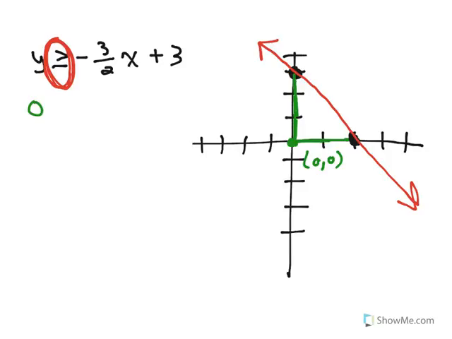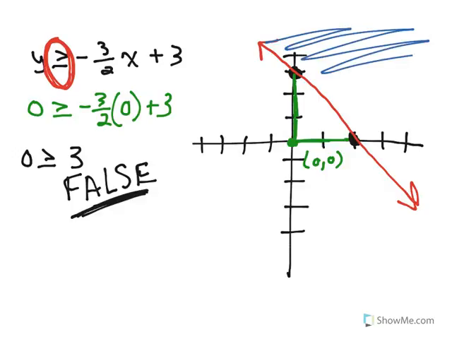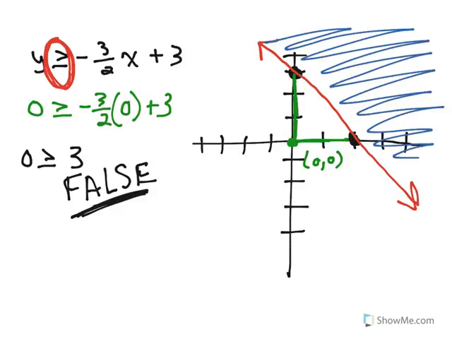We replace y with 0 and replace x with 0 and solve to see if we get a true inequality. And this gives us 0 is greater than or equal to 3. That is false. Because it is false, we shade the other side of the line that does not contain our test point.